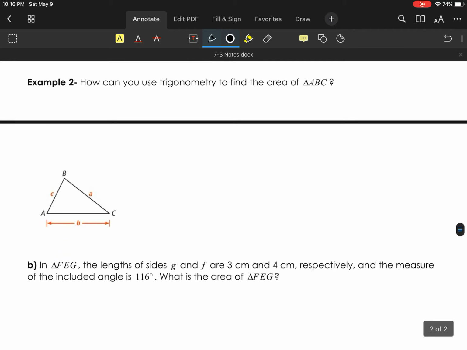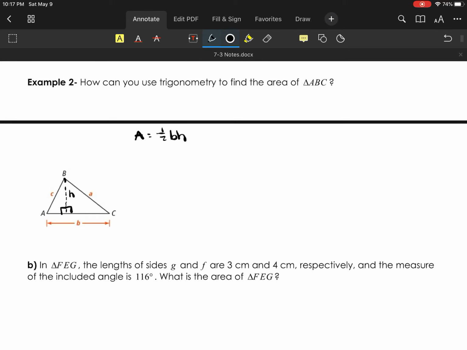Boom. All right, then on example 2, it says, how can you use trigonometry to find the area of triangle ABC? Ooh, this takes some thinking, all right? So if you look at that triangle, you have your triangle ABC. The opposite sides of each one is labeled ABC, just like we've been talking about. So typically, if you're trying to find the area, as a reminder, that's area equals half the base times the height. You'll notice you don't have a height, okay? However, I can draw one in. So I'm going to say this is H, and here's my right angles formed.